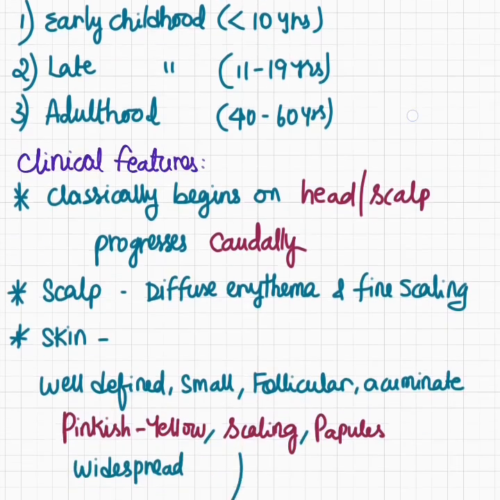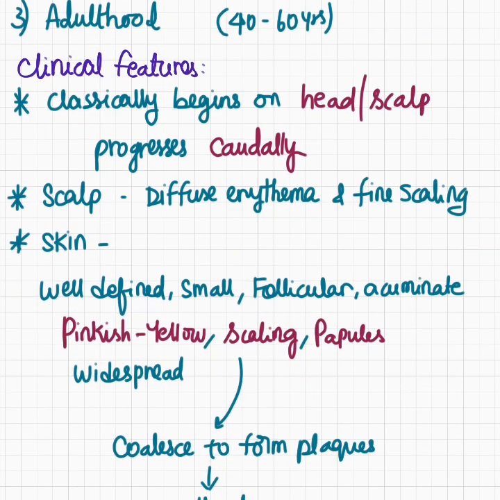Coming to clinical features, this disease classically begins on the head or the scalp and it progresses caudally. So this is the characteristic feature of classical Pityriasis rubra pilaris, that is it begins on the head or the scalp and it progresses caudally. On the scalp, diffuse erythema and fine scaling can be seen.